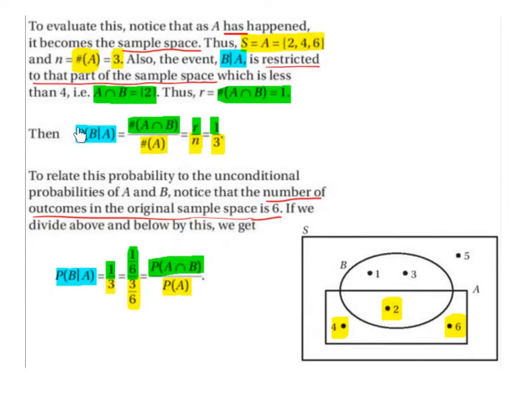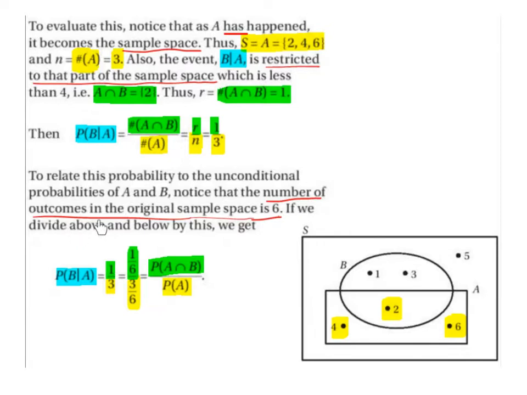Then, the probability of B given A is going to be the number of elements in the intersection divided by the number of elements in set A, which is now the sample space, which is r over n, which is going to be 1 over 3. There's one element in the intersection, but there are 3 elements in the new sample space, which is set A. To relate this probability to the unconditional probabilities of A and B, notice that the number of outcomes in the original sample space is 6. 1, 2, 3, 4, 5, 6. There are 6 faces or sides on a die.